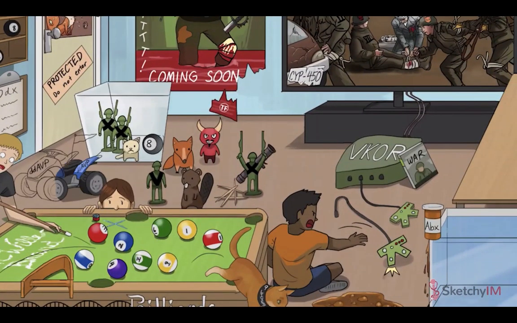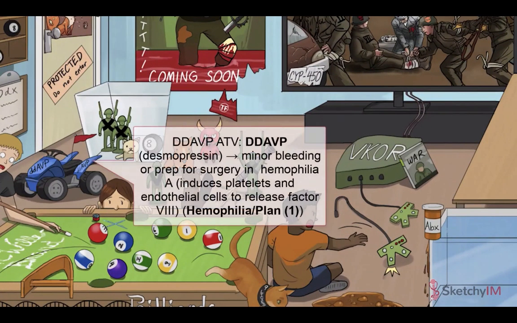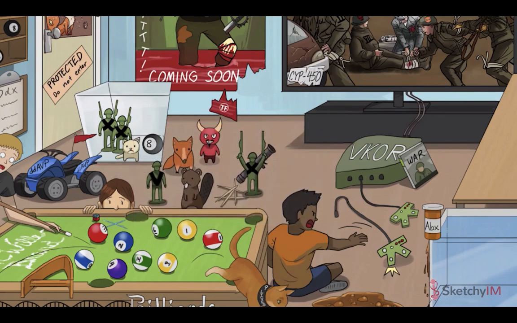For patients with mild cases of hemophilia A, DDAVP or desmopressin is an option, represented by this cool remote control, DDAVP ATV. DDAVP promotes the release of factor 8 and von Willebrand factor from platelets and endothelial cells. If patients only have a mild factor deficiency, DDAVP can help to raise the factor level in the setting of minor bleeding or help to prepare for minor invasive procedures.